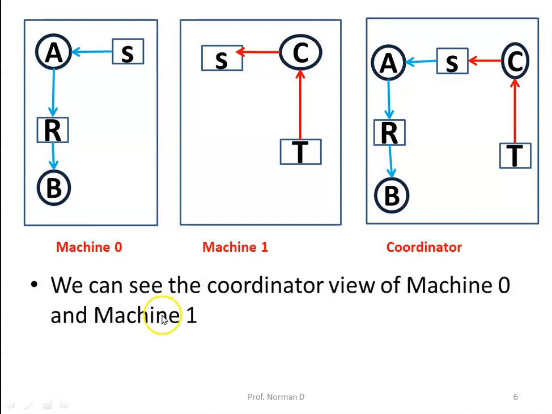Now we'll try to see the coordinator view of machine 0 and machine 1. As I told you previously, the coordinator maintains a union of all the machines. So you can see the union of machine 0 and machine 1 is shown by the coordinator machine.